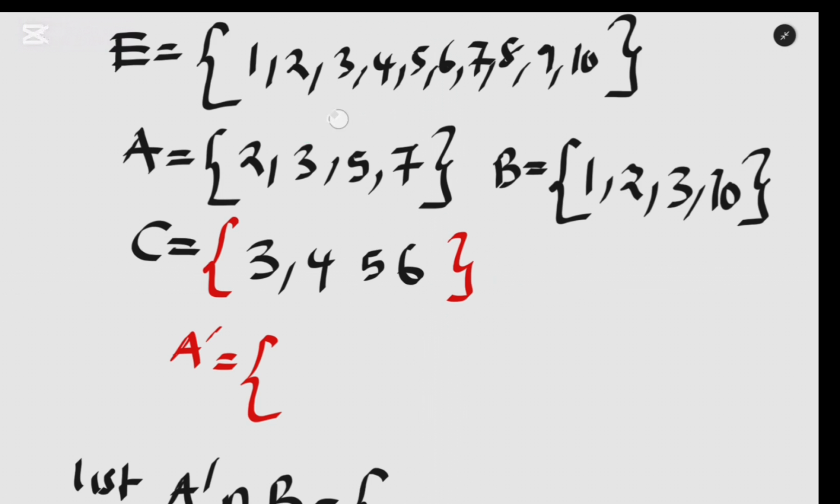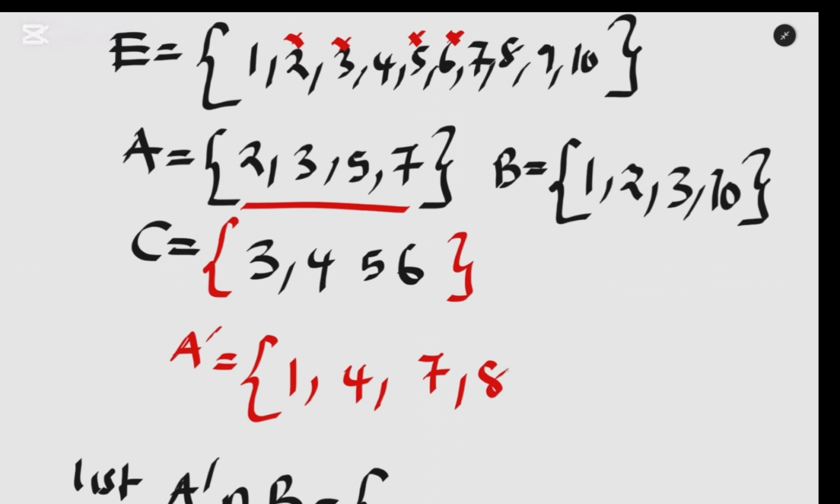A complement, we said, is everything outside A. So from the universal set, A is this set. We are not going to include 2 in the complement of A. We are not going to include 3, 5, and of course 6. Whatever remains is A complement. So exclude the elements in A, but keep everything else in the universal set. In other words, 1, 4, 7, 8, 9, 10. So this is A complement.